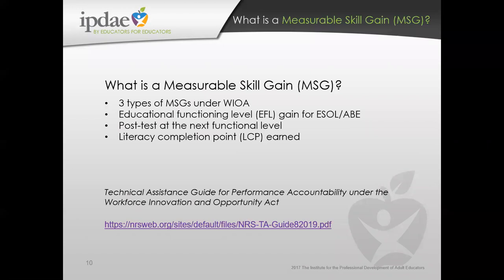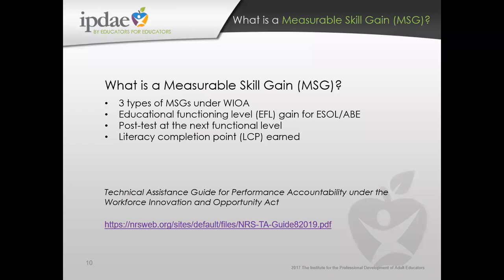Now, let's go back to the question. What is a measurable skill gain? There are 5 types of measurable skill gains under the Workforce Innovation Opportunity Act, and most of us just refer to that as WIOA. So for adult education, again, there are only 3 recognized types of measurable skill gains. 1 is a valid LCP, or literacy completion point. 2 is the diploma or GED. And the 3rd one is students who exited and were found enrolled in post-secondary by the end of that reporting year. For this training, we're going to be looking at educational functional level gains in ESOL and ABE programs.